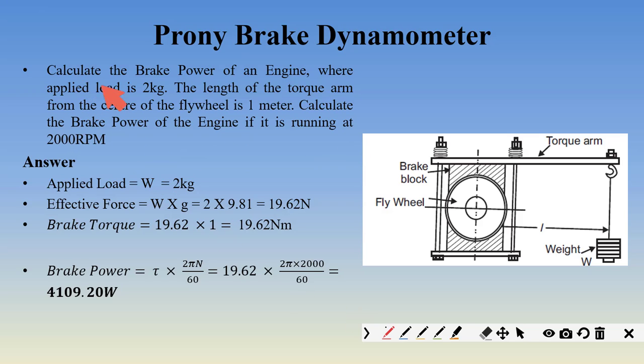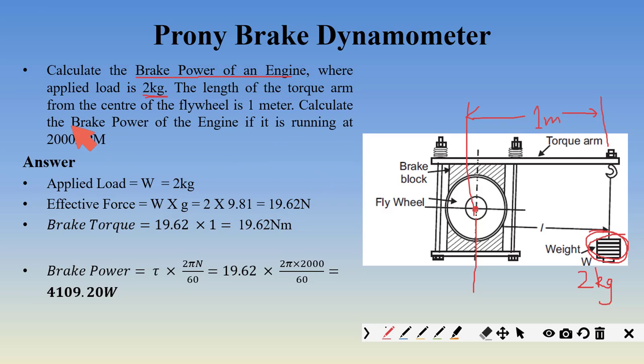See, what have they given us? They have told us to calculate the brake power of an engine where the applied load is 2 kg. This applied load over here is 2 kg. The length of the torque arm from the center of the flywheel is 1 meter. From the center to this point, it is 1 meter, right?